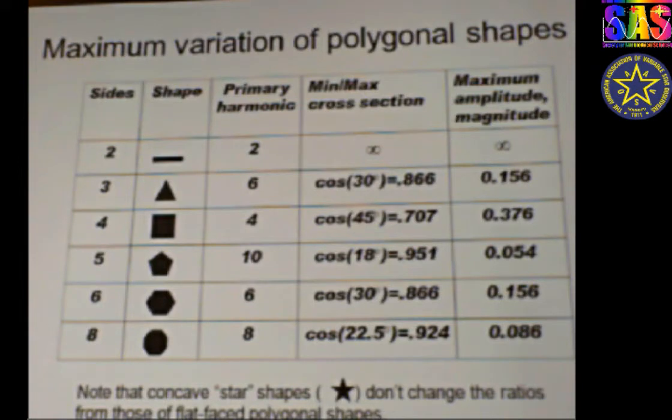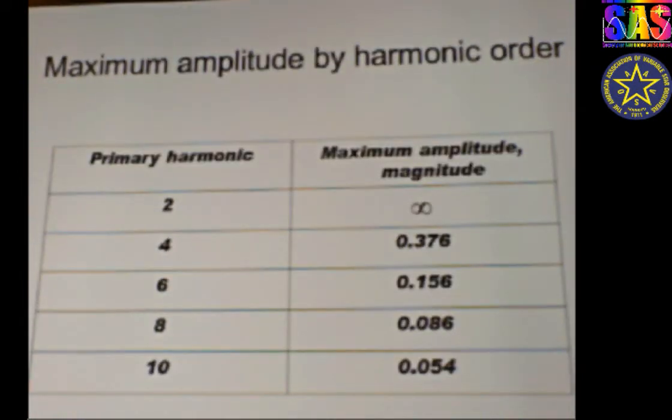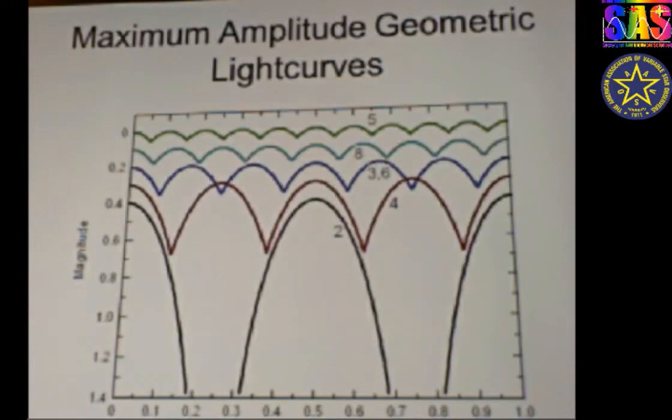Now, it turns out that it's not a pure sine wave. Here, this just summarizes the amplitudes by harmonic order. So the 2nd harmonic can be arbitrarily large amplitude. 4th harmonic is about 4/10 of a magnitude, a little less. 6th harmonic is only 0.15, and after that, the amplitude is so low that almost anything can happen.